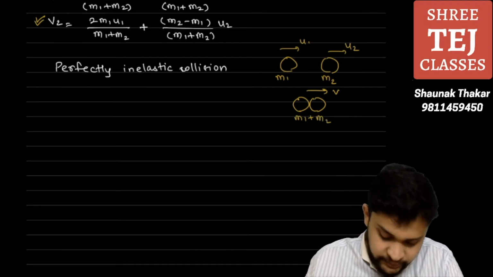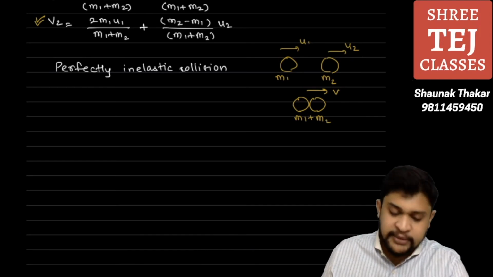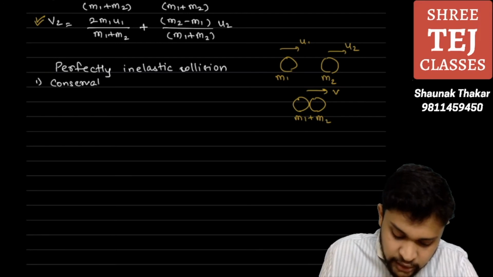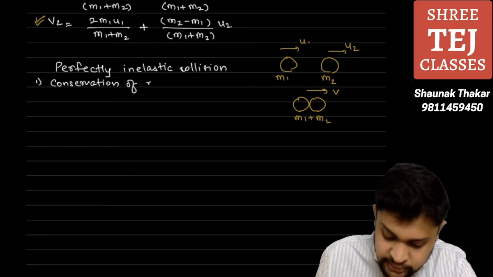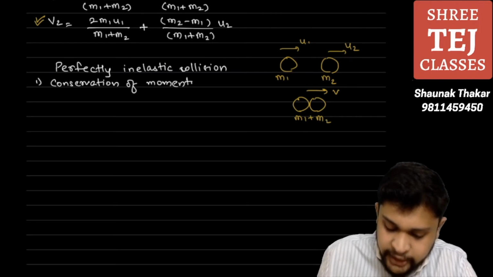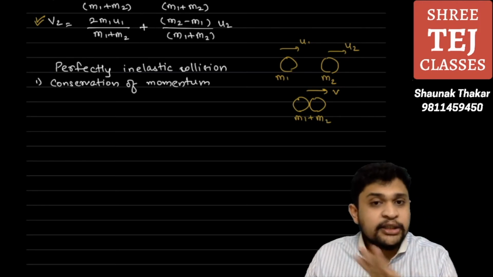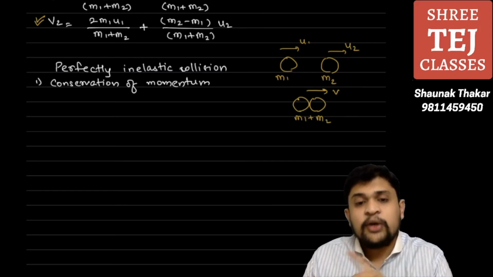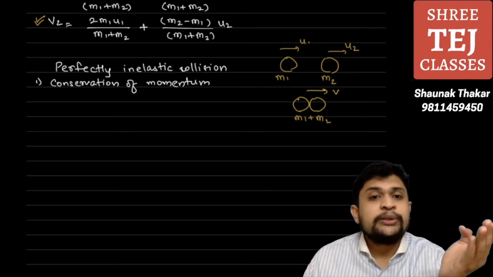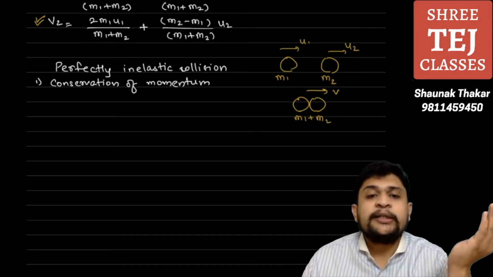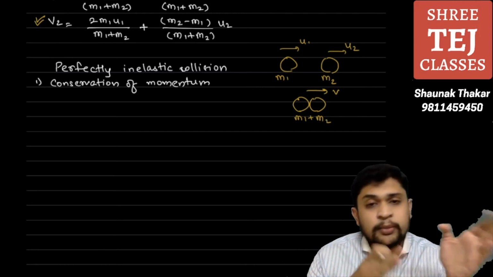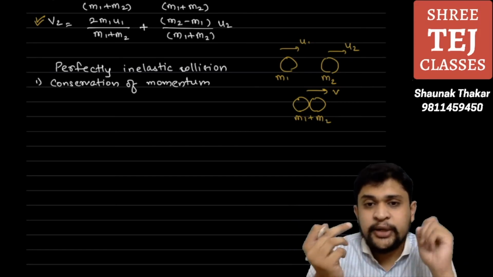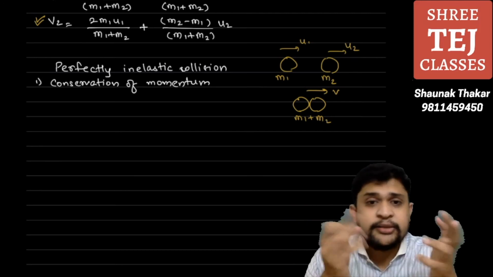Now let's see which are the properties that will be satisfied. The only property is conservation of momentum. Kinetic energy will not be conserved. That happens in elastic motion, not in inelastic motion. Now then, where does the energy go? Because you know, energy can neither be created nor be destroyed, just can be converted from one form to another. So where does it go? It goes into other types of energy. So it may be thermal energy, light energy, sound energy.